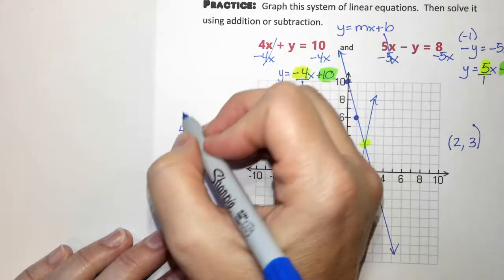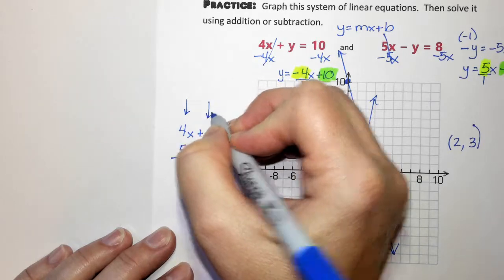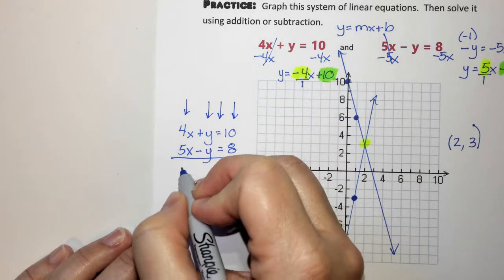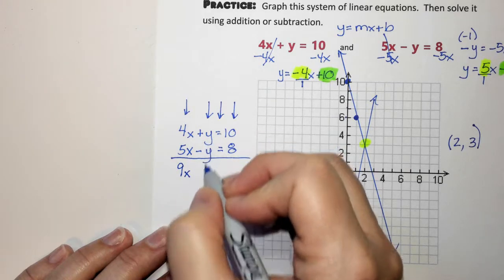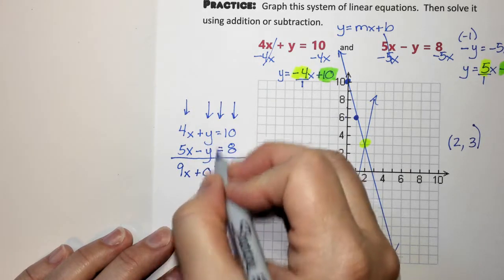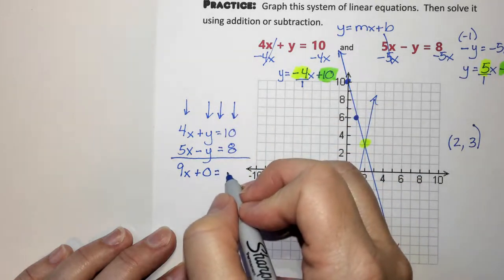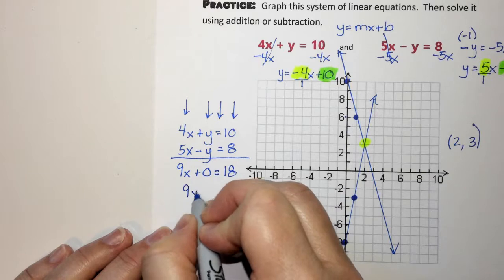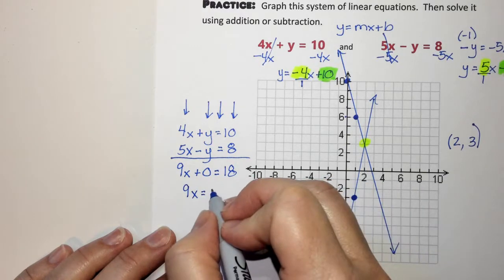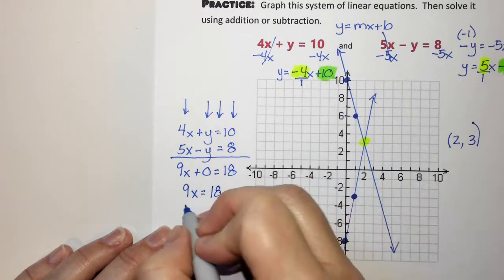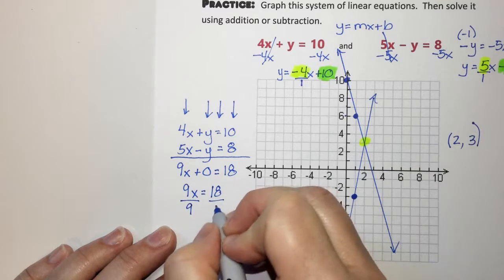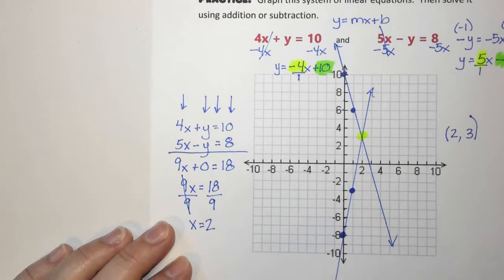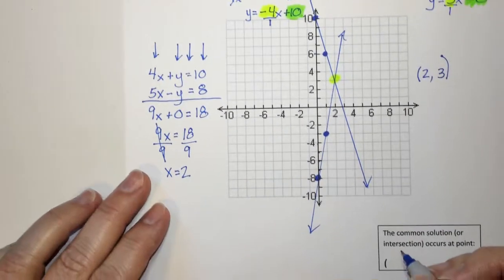So you're going to add every column, drag your equal sign down like this. 4x plus 5x becomes 9x. Plus y and minus y becomes 0. Drag your equal sign down, and then 10 plus 8 becomes 18. Now I have 9x equals 18. Solve a one-step algebra problem here. x equals 2. Okay, so it looks like I got my x value correct, doesn't it?